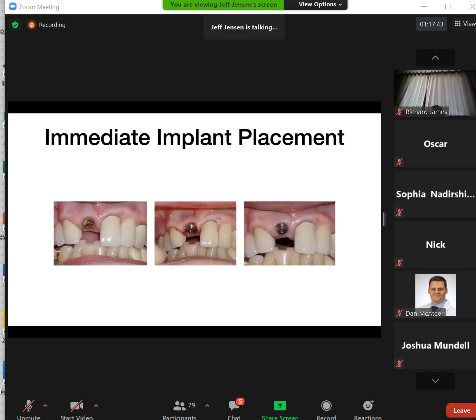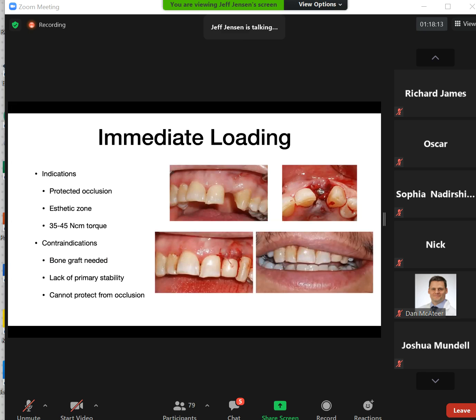So this is a good example. You have this number 8 that's just fractured off at the gum line. You extract that root and determine that you've got some nice bony walls, and an implant is placed. In this case, it wasn't temporized, and there's a healing abutment placed, but it looks like it's healed up real nice. You see that nice tissue there.